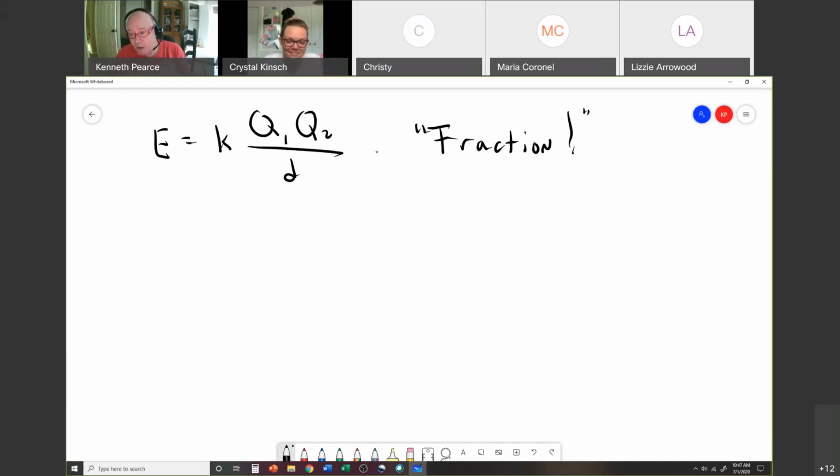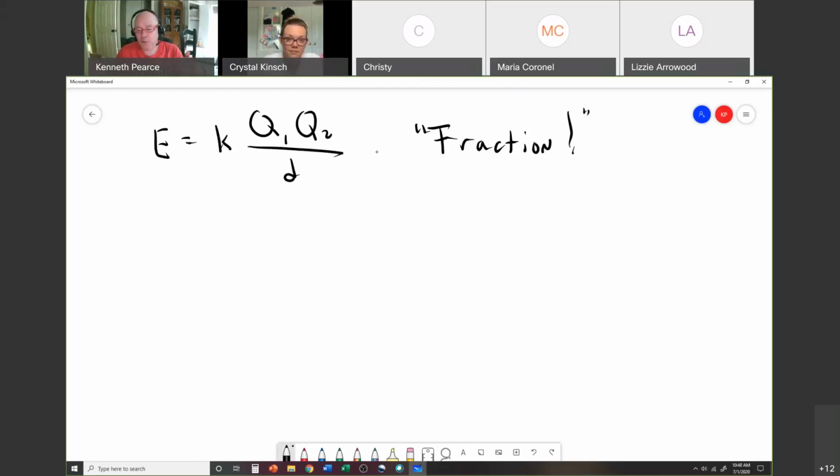It says, Mr. Pierce, if you increase the distances, I will get smaller. And if you decrease the distances, I will get bigger. But it's also telling me, if you increase my charges, I will get bigger. And if you decrease my charges, I will get smaller. Do you see what I'm saying there? This is what I mean by equations. They should speak to you. Not just in chemistry, but in physics and calculus and whatever.